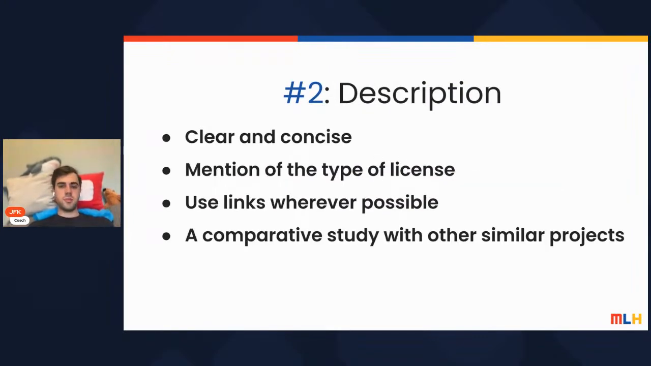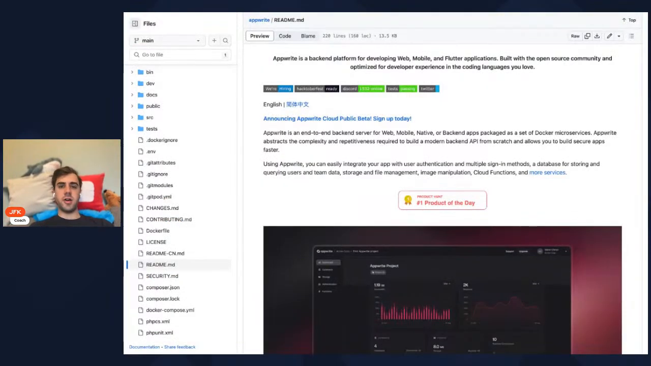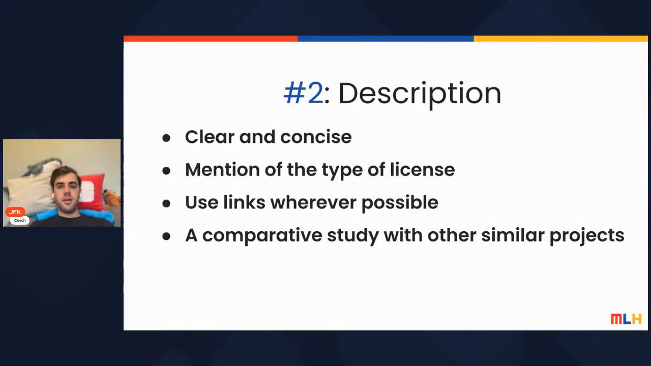Number two, description. All right, this is where it starts to get fun. We want to be concise, which I think this is. They've got a nice one-liner up here. There's a slightly longer description here, but we're not going over one or two paragraphs, so it's really easy for us to scan. Mention the type of license. They do that right at the bottom, so you know exactly what you're getting yourself into in terms of license requirements, which is always really important.